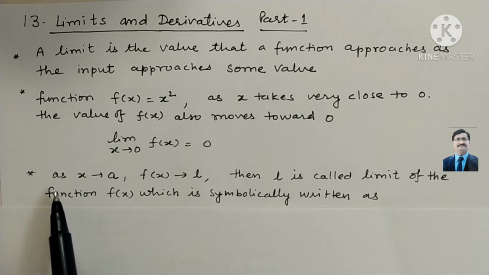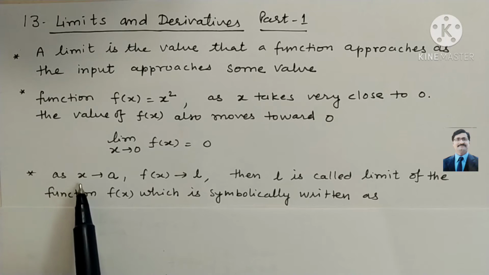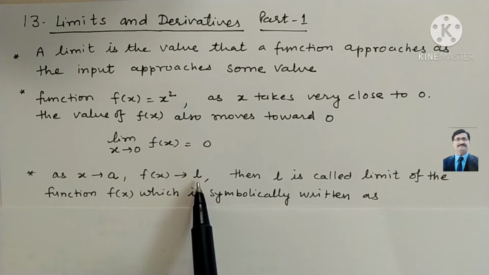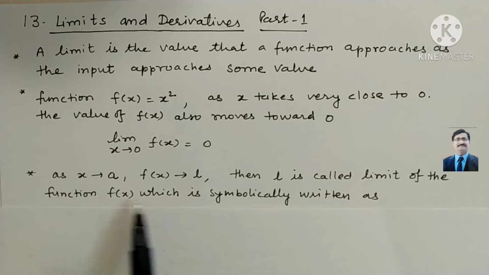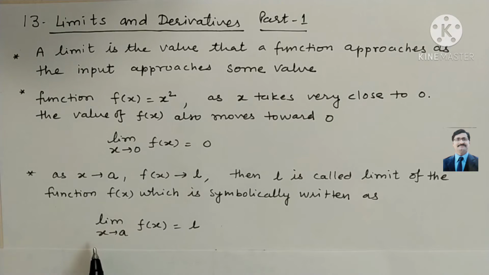Look here, if we have a function, and as x tends to a, meaning the x value tends to a, f(x) tends to L, then L is called the limit of the function f(x), which is symbolically written like this. We write in this format: limit x tends to a of f(x) is equal to L, meaning as x tends to a, the function f(x) tends to L. So all of you understand this: L is called the limit of this function f(x).